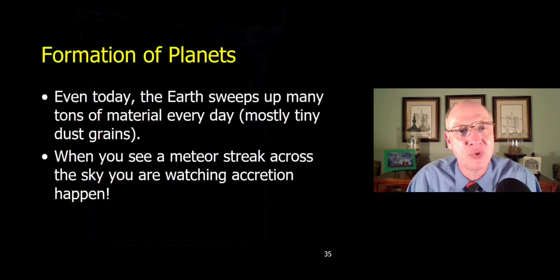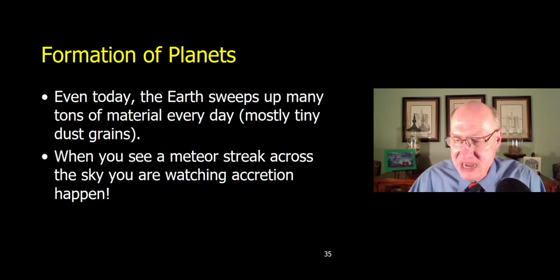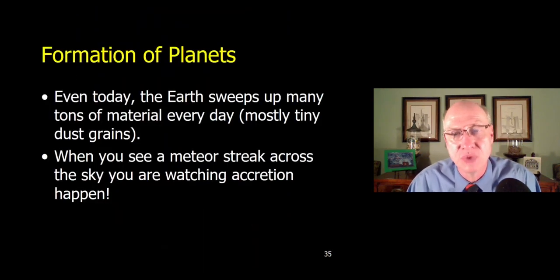And this process of accretion continues even today. If you've ever had the chance to go out and watch a meteor shower, as you watch meteors streaking across the sky, you are seeing little tiny particles of ice and dust burning up in the Earth's atmosphere, adding to the mass of the Earth. So that's what's going on in a meteor shower.